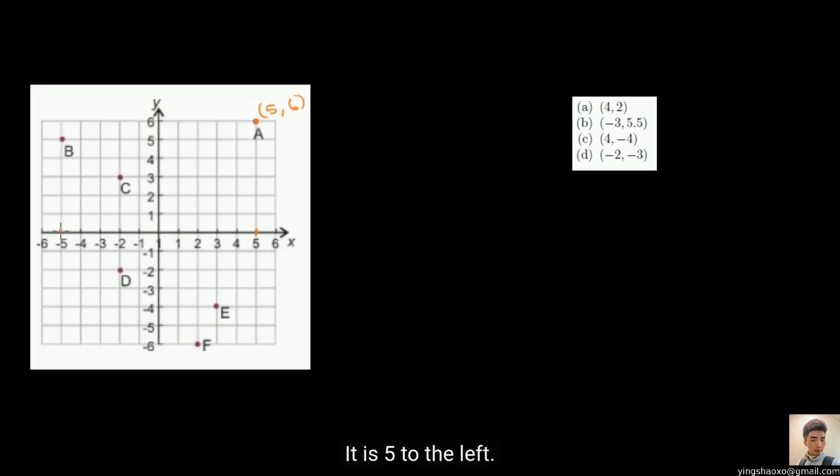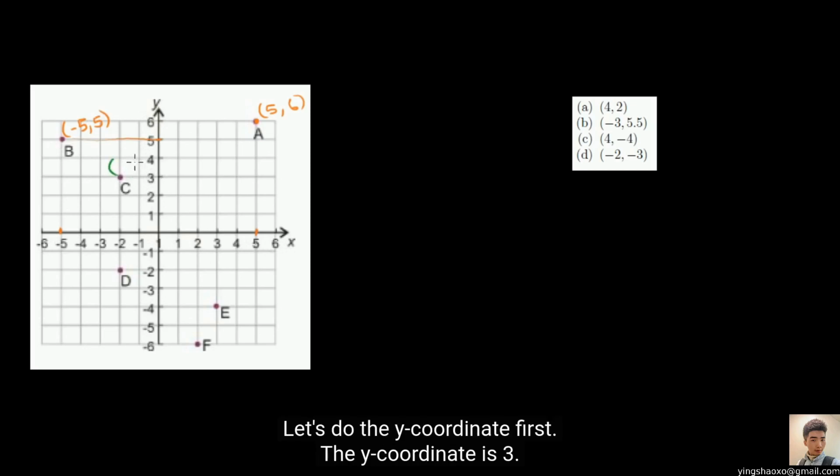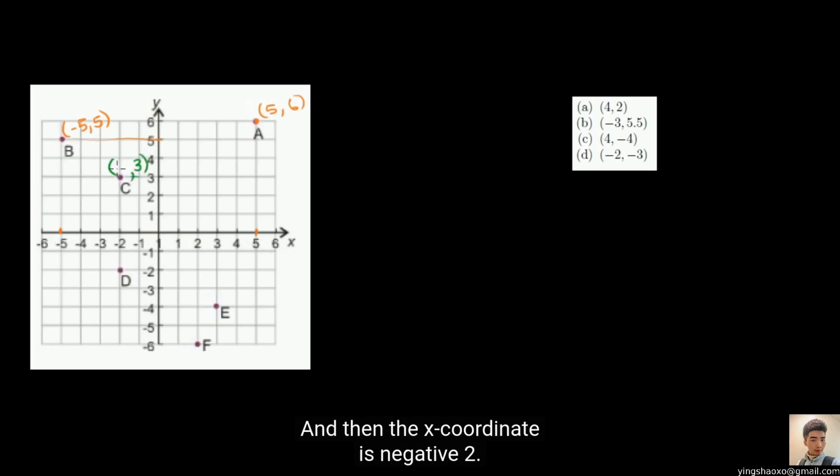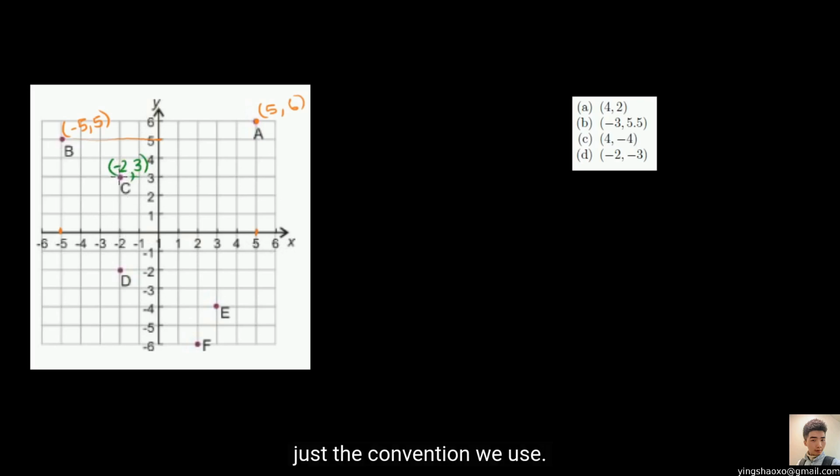Now this point B here, its x-coordinate is 5 to the left of the y-axis, negative 5. The x coordinate is negative 5. For the y-coordinate, go straight to the right. You're going to hit y is equal to 5. Y is equal to 5. Now, C. I think you're getting the hang of this. Let's do the y-coordinate first. The y-coordinate is 3. You see that right there. And then the x-coordinate is negative 2. You always put the x-coordinate first. That's just the convention we use.